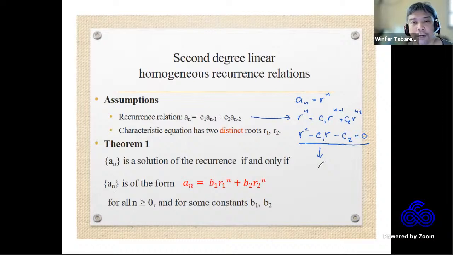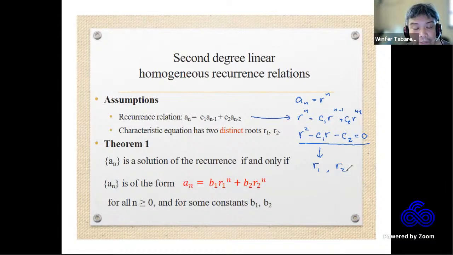Okay, if we have two distinct roots, we will start with two distinct roots, and then later on we will have just one unique root. So if you have two distinct roots, that means we can have R1 and R2 as our distinct roots to the quadratic equation, which is the characteristic equation. So you would have R1 and R2.